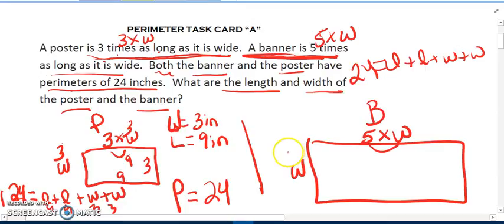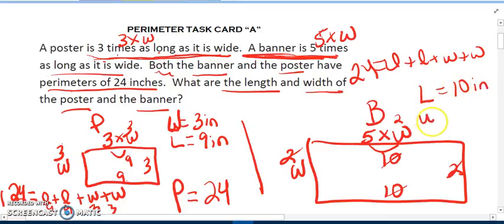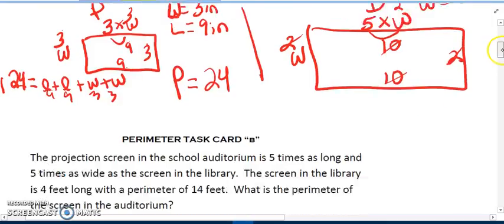And let's try 2. So if this width is 2, the length is 5 times whatever the width is. So 5 times 2 is 10. This side would be 10. This side would be 2. That's 10, 20, 22, 23, 24. And bingo! So the length is 10 inches of the banner, and the width is 2 inches on the banner.